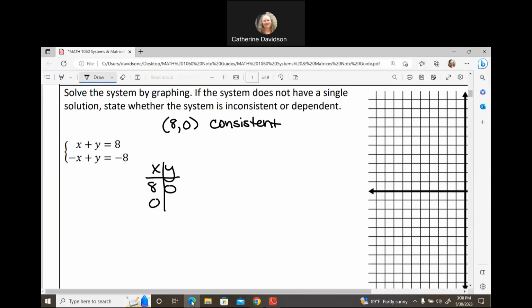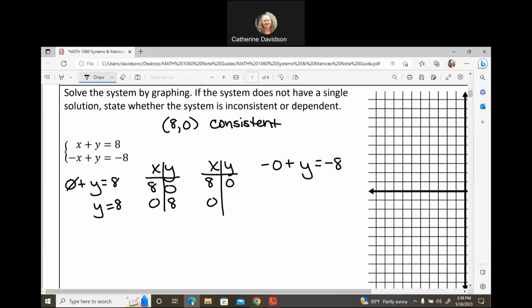And I'm going to try plugging in 0 for x. It's just a coincidence they happen to be inverted there. For the second equation, it also has the point (8, 0), but let's plug 0 in there for x. A 0 doesn't have a sign on it, so negative 0 is just 0. It goes away. So y is equal to negative 8.